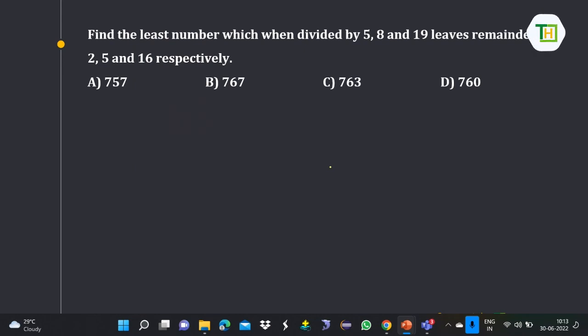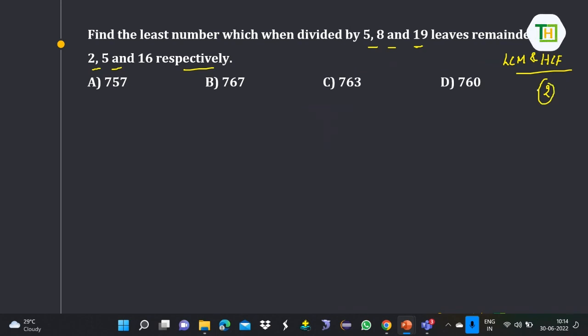So find the least number which when divided by 5, 8 and 19 leaves the remainders 2, 5 and 16 respectively. So this question belongs to LCM and HCF. For DXC, LCM and HCF is the most important topic. So definitely two questions will be there in this topic.